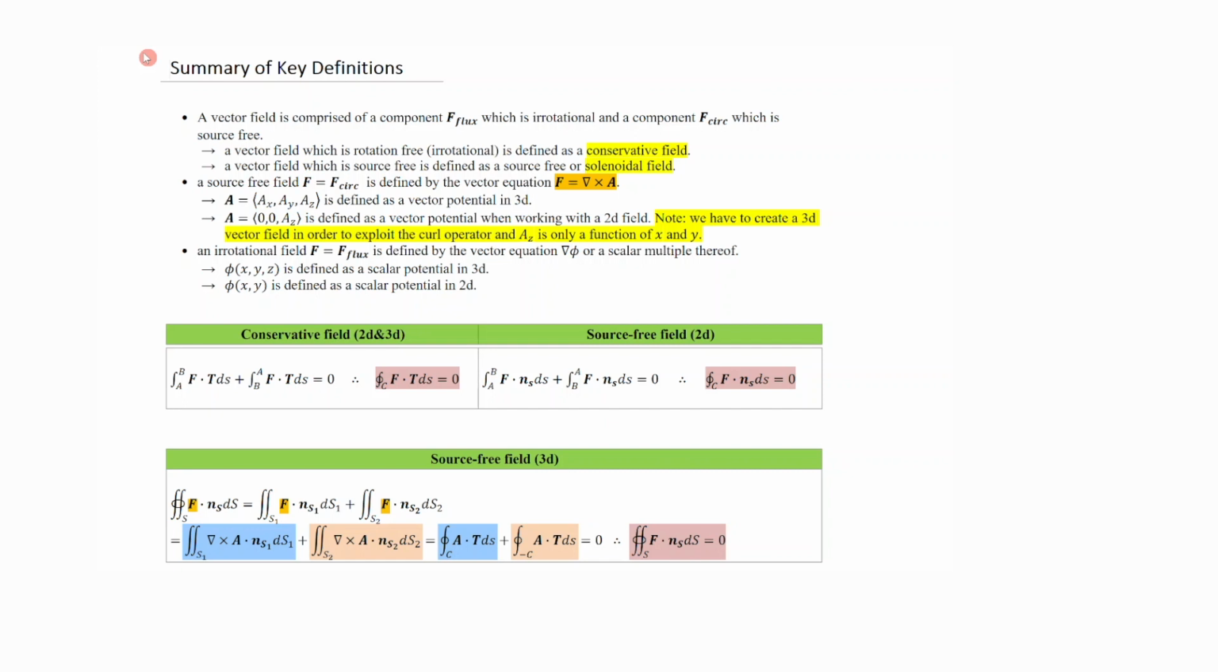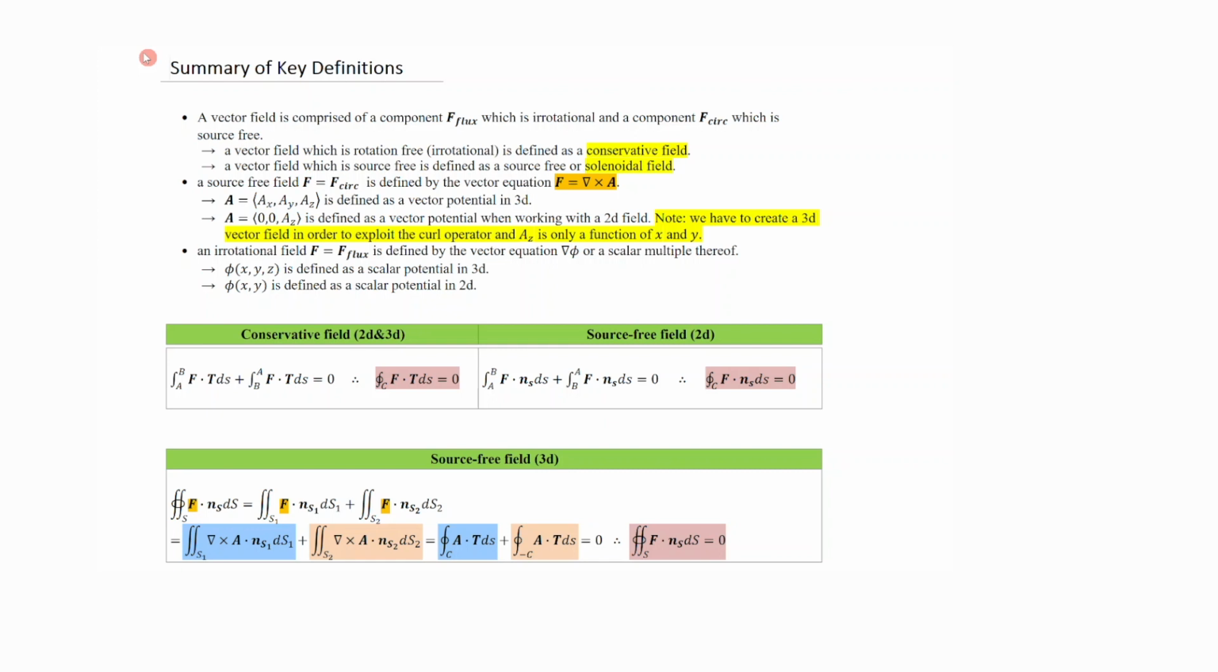And so I've just basically itemized everything here. The first thing is that a vector field is comprised of a component F flux, which is irrotational, that's a vector field, and a component F circulation, also a vector field, which is source-free. And so this is just some of the typical words that are used to describe these different types of fields.